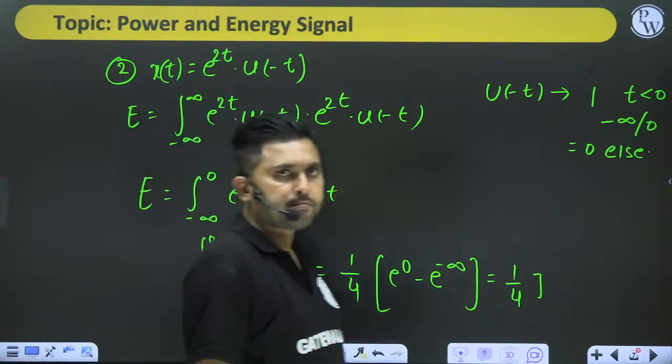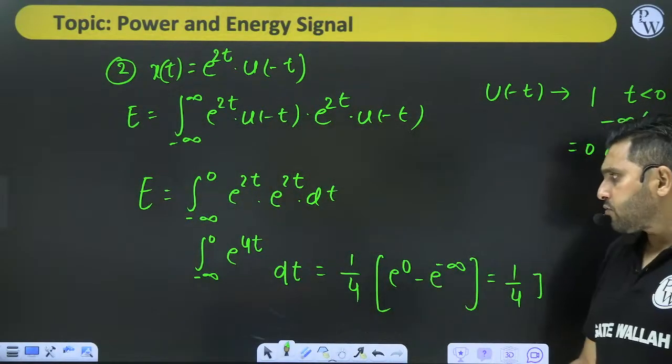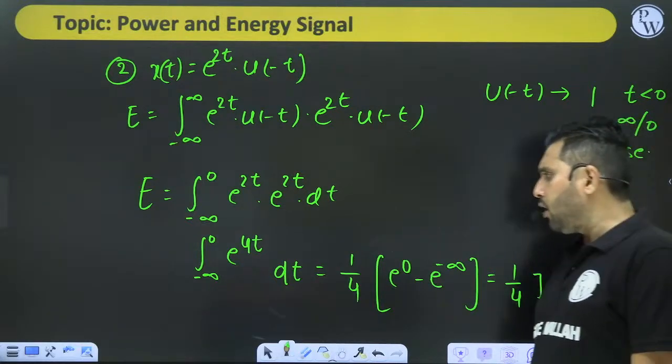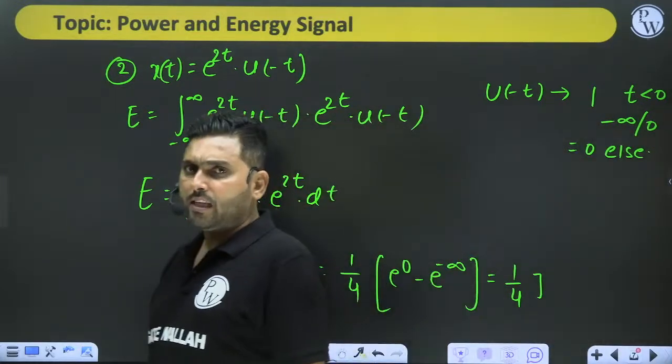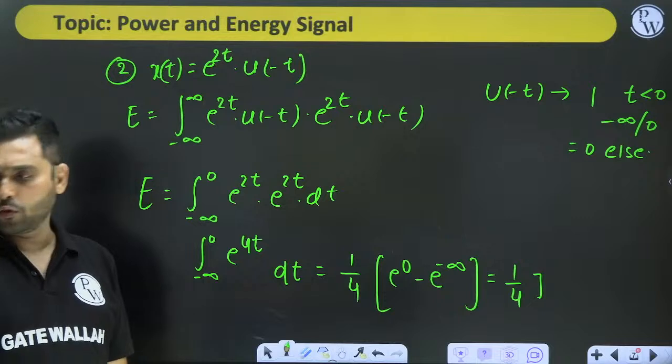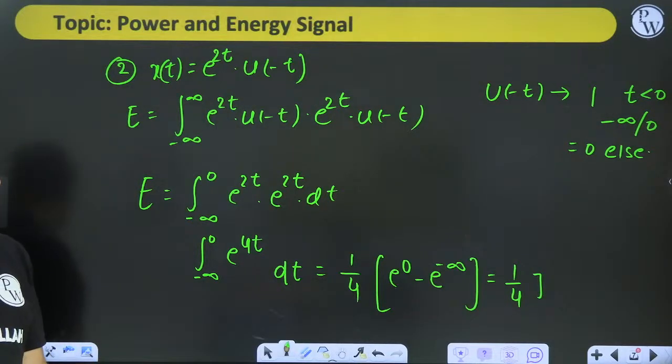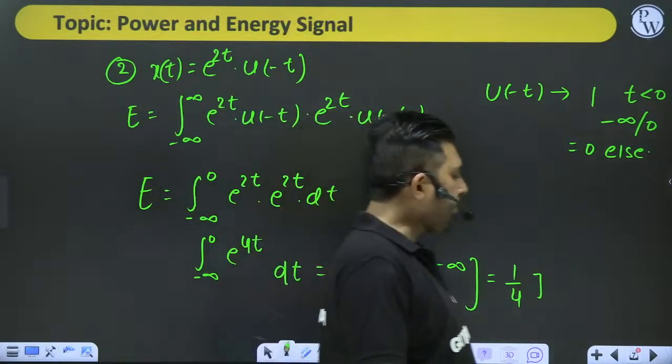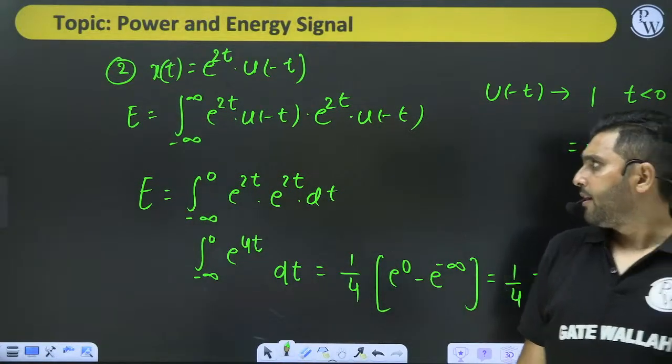So that's what the energy of this function is. So the energy of this function is again 1 by 4 joule. Yes, so it is equal to 1 by 4 joule. Let's talk about this one.